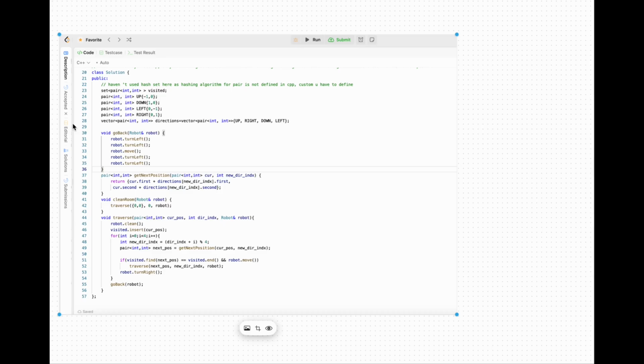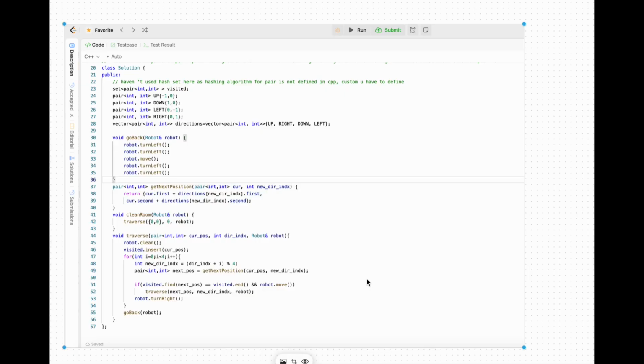And if we look at the space complexity, we are using this set, in which the maximum number of visited cells can be all the cells of the grid, which is n. So the maximum space complexity can go up to n, which is order of n. With this we are at the end of the video.